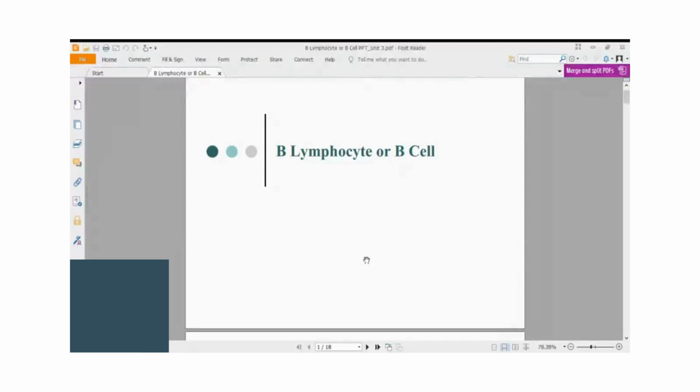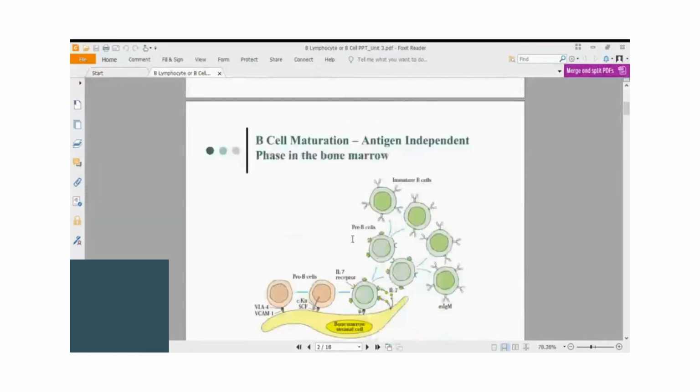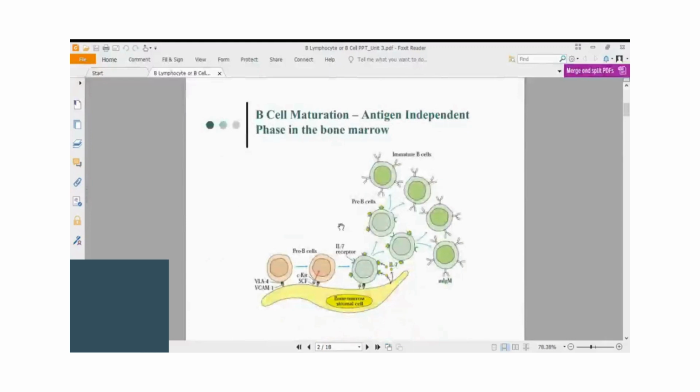Today, I'll take up B lymphocytes or B cells, their maturation, that is their formation, then their activation and differentiation. Today, we'll take up first the B cell maturation process.